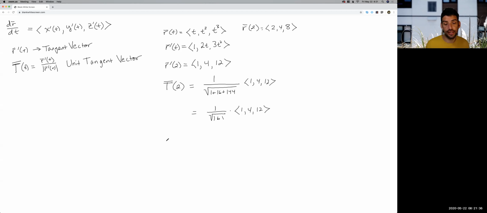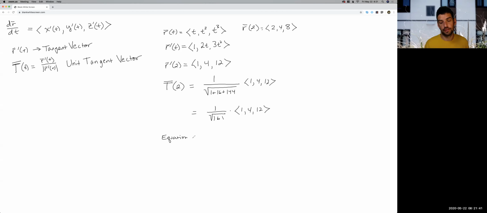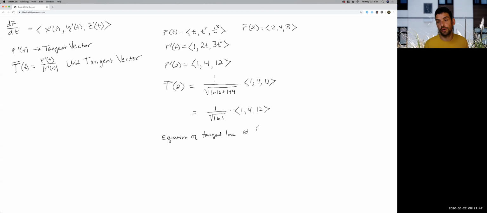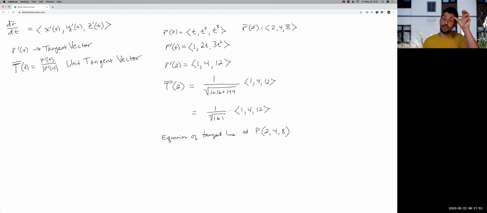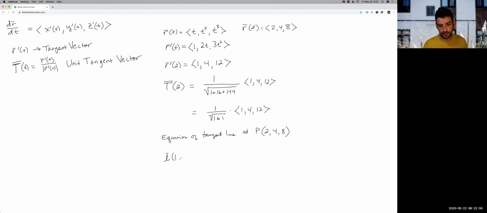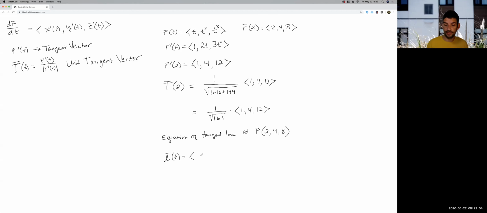Let's do one more thing. Let's write the equation of the tangent line at the point 2, 4, 8, right? So that's the point that r of 2 is pointing at. Well, we can write our line equation. I'll write it this way, L of t. I'm just going to put in the point, a vector pointing at that point.